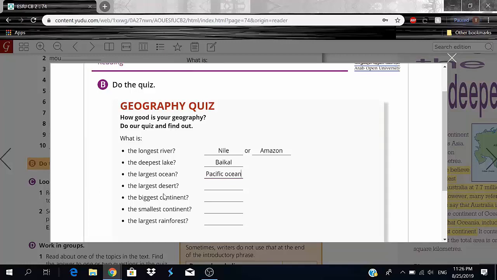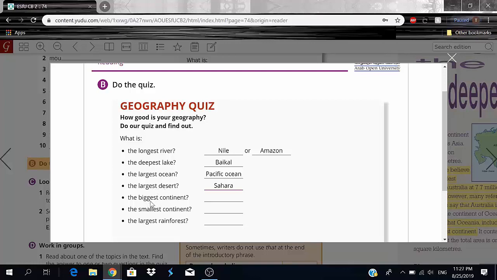And guys, believe it or not, this is not actually mentioned in the text at all. So we didn't even see the word desert in the text. But I know this one, it's just one of those pieces of information that I've had in the back of my mind since forever. So the largest desert is the Sahara, you guys. Okay? Sahara Desert, the largest desert.